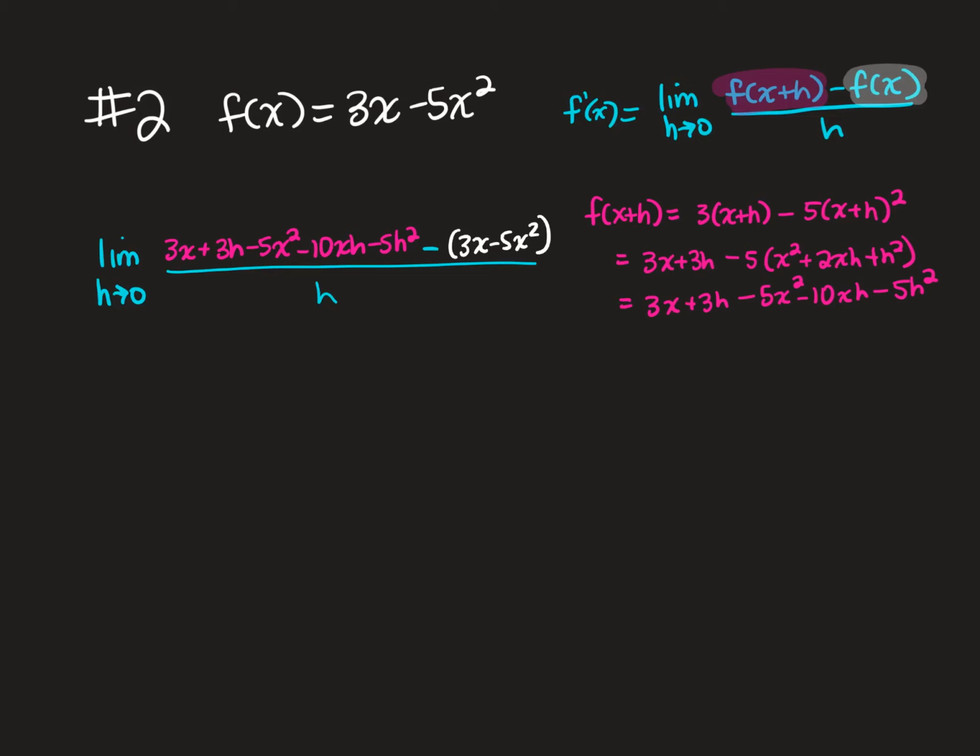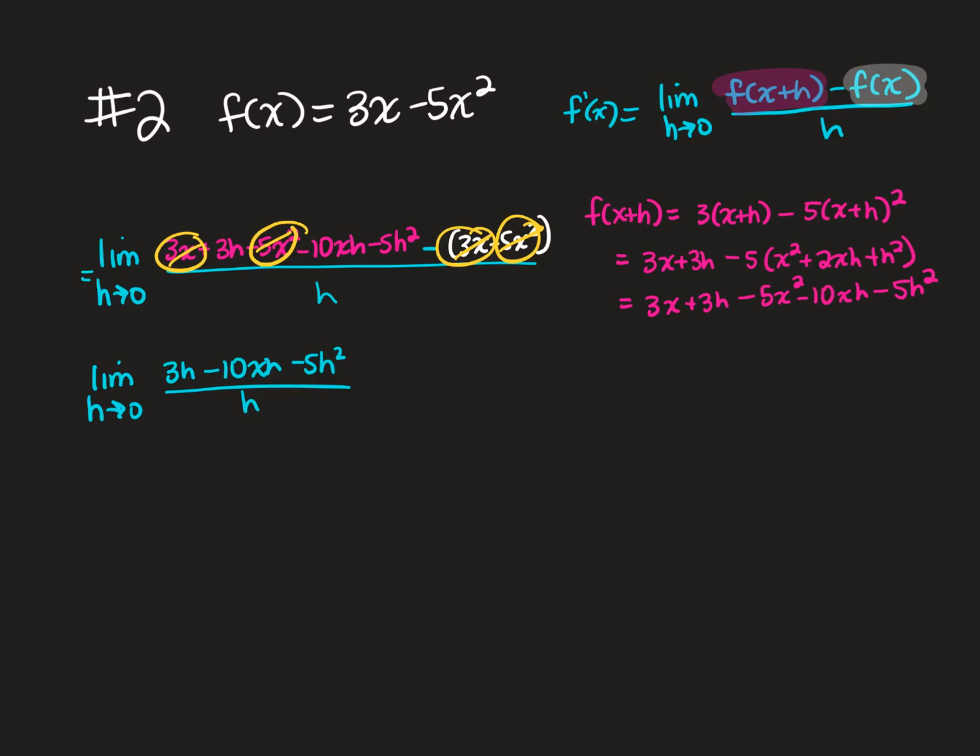So I'm going to look for those things that are going to end up being 0 when I add them together. Now, without rewriting this expression again, I know 3x minus 3x is going to be 0. And I know negative 5x squared minus negative 5x squared is also going to be 0. So very quickly, I'm able to simplify this to get the limit as h approaches 0 of 3h minus 10xh minus 5h squared over h.